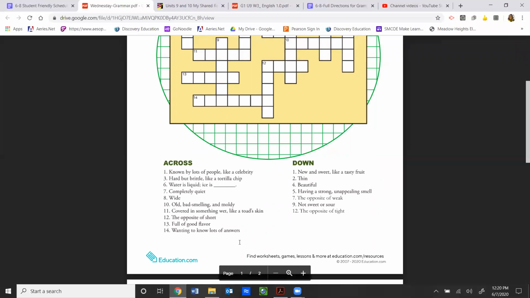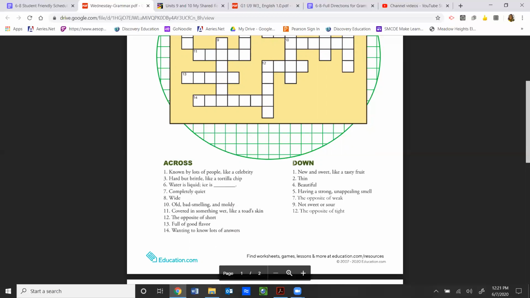For one across, known by lots of people like a celebrity. Number 3, hard but brittle like a tortilla chip. Number 6, water is liquid, ice is. Number 7, completely quiet. Number 8, wide. Number 10, old, bad smelling and moldy. Number 11, covered in something wet, like a toad's skin. Number 12, the opposite of short. Number 13, full of good flavor. Number 14, wanting to know lots of answers.